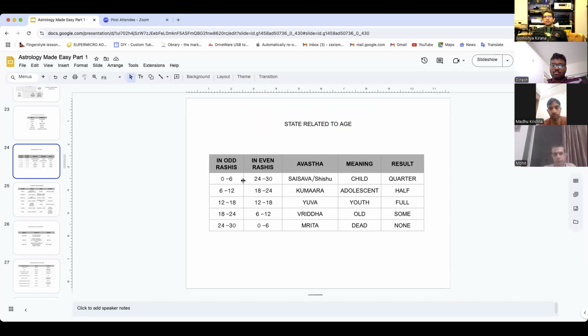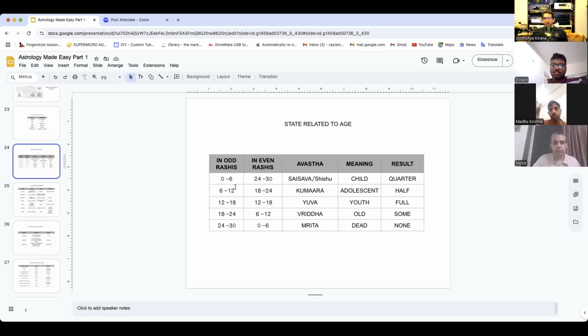0 to 6 degrees or 24 to 30 degrees in even Rashi. Odd and even is what? Mesha is odd. Vrishabha is even. Odd, even, odd, even, odd, even. From there, that's it. Everybody knows odd and even, no?